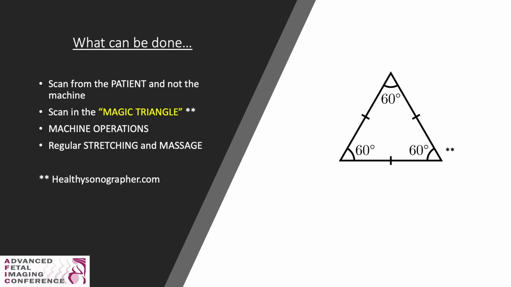One way to achieve good ergonomics is by scanning with the magic triangle method, which I will touch base on in the next slide. Knowing how your machine moves and operates is also essential to preventing work-related injury. As we all know, regular stretching and massage also helps. Knowing good resources like thehealthysonographer.com is also beneficial to every sonographer.